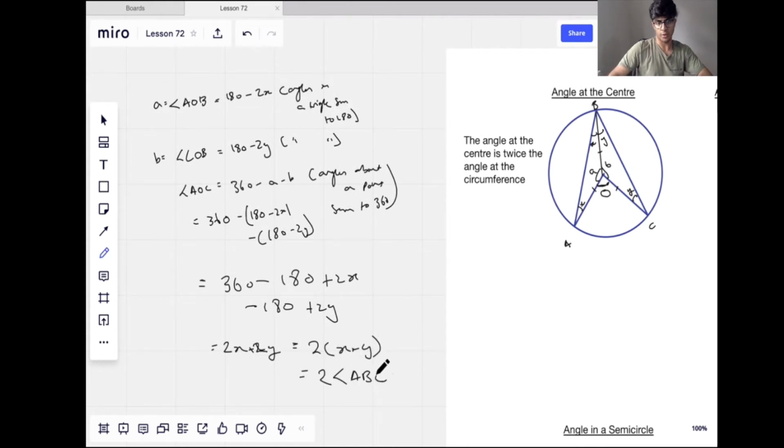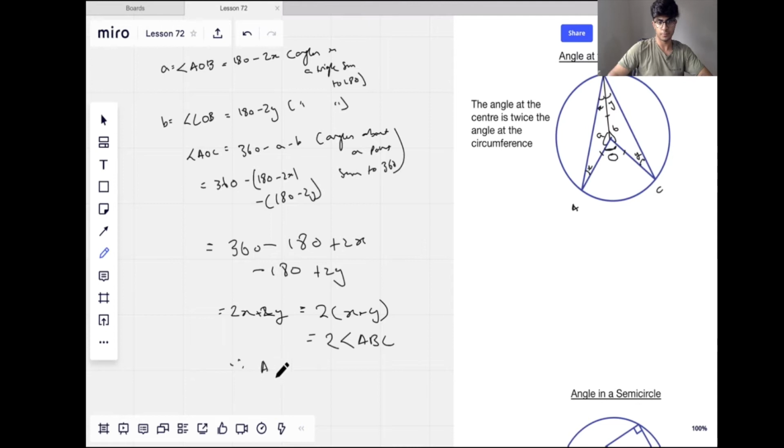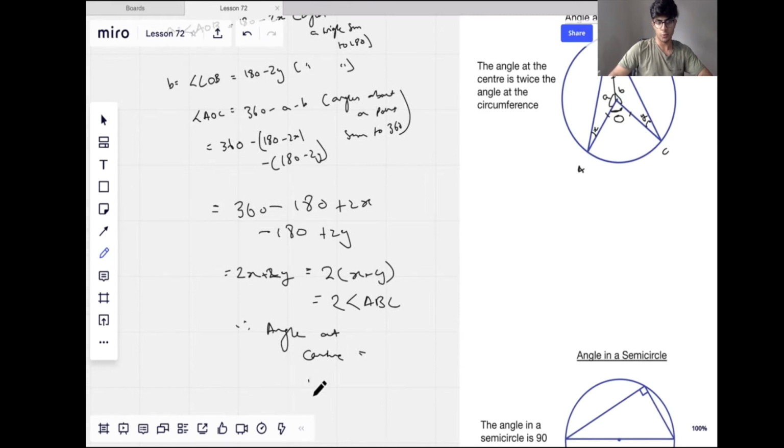So we've proved it. Therefore, the angle at the center is twice the angle at the circumference.